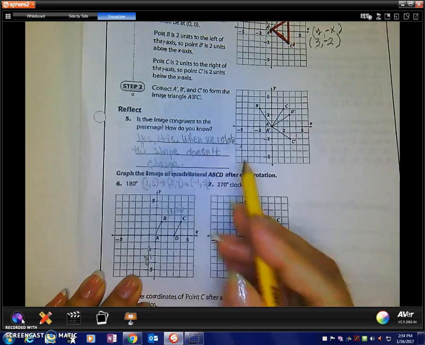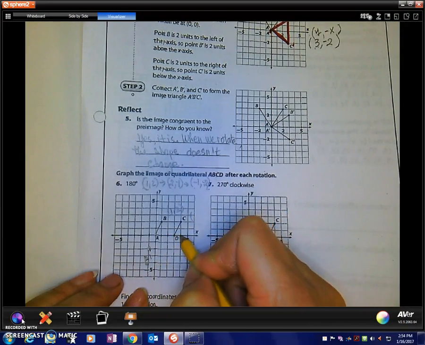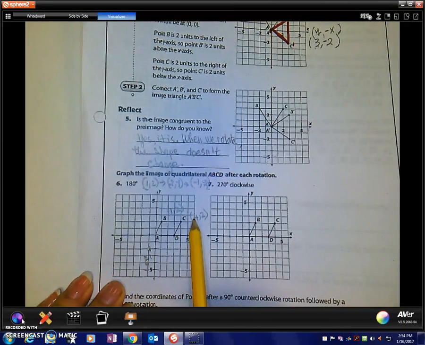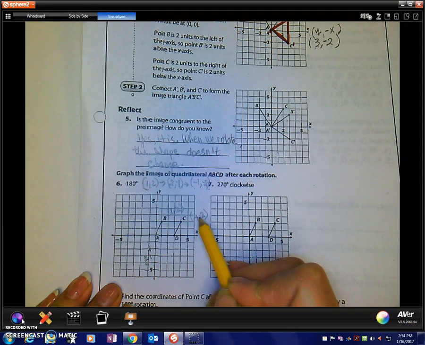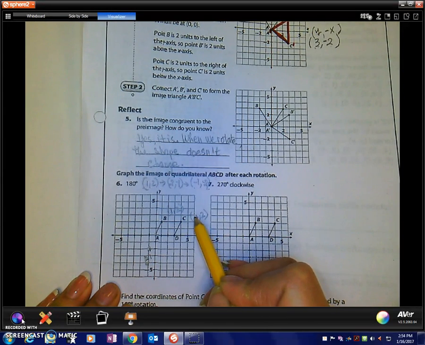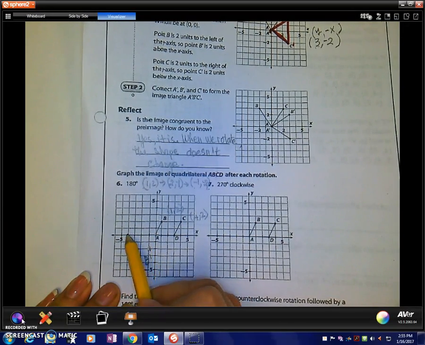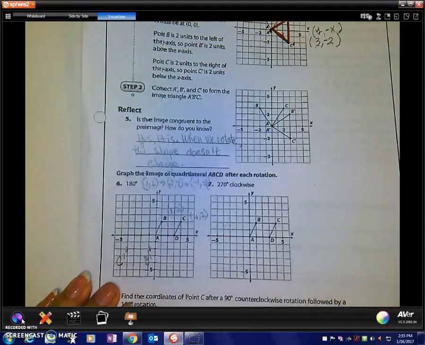The same for C. Originally, the pre-image point is (4, 2). If we do it twice, X and Y both go negative. So the image of the 180 degree rotation will be (negative 4, negative 2). So 1, 2, 3, 4 to the left, then going down 1, 2. So C prime will be right here.